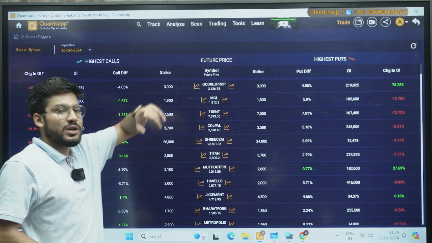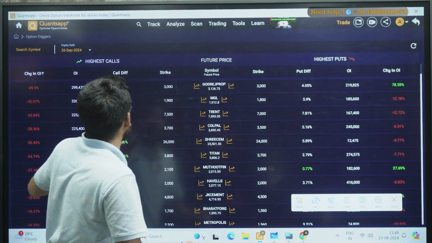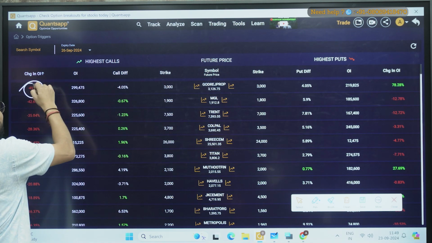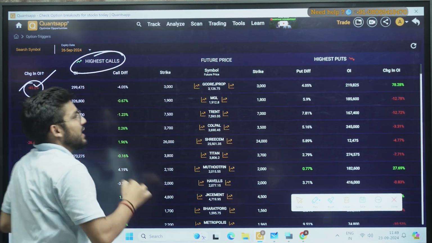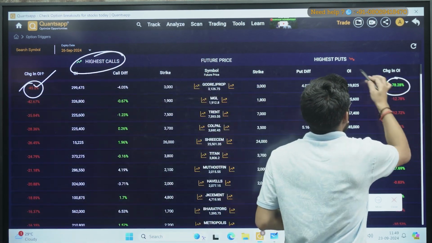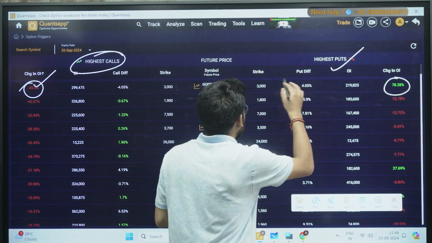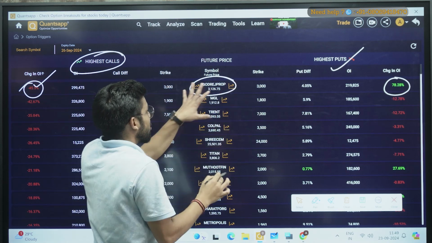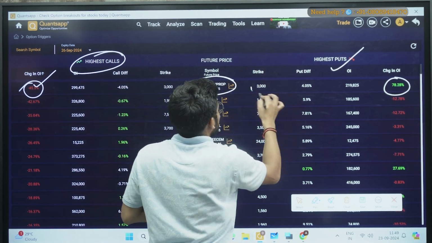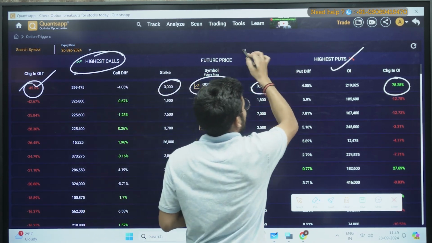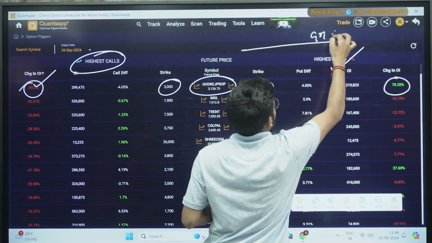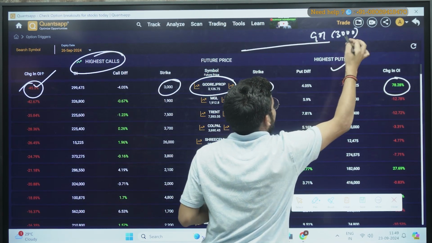If you are going for a buying position, you should always consider that there should be negative OI on the call side and positive OI on the put side, right? How it will work: for example, I'm going with this stock only. Godrej, and I can see the strike price is 3000. Suppose this is Godrej and the strike price is 3000, right?